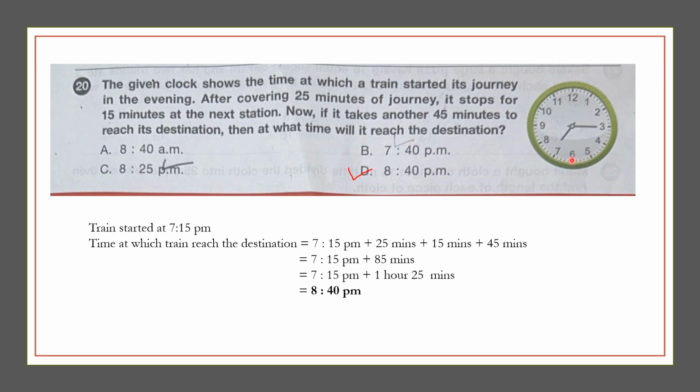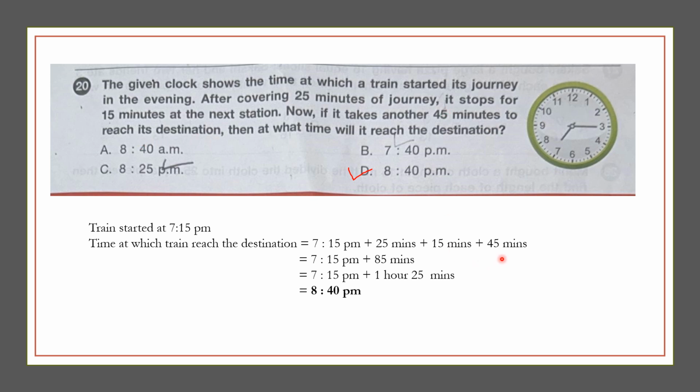So the train started at 7:15. Now let's add all the time which it took for the stop and for the journey. So 7:15 p.m., because it started in the evening. Now add 25 minutes to it because it covers 25 minutes of journey. Then it took a stop for 15 minutes, so add another 15 minutes. And now it takes another 45 minutes to reach the destination.